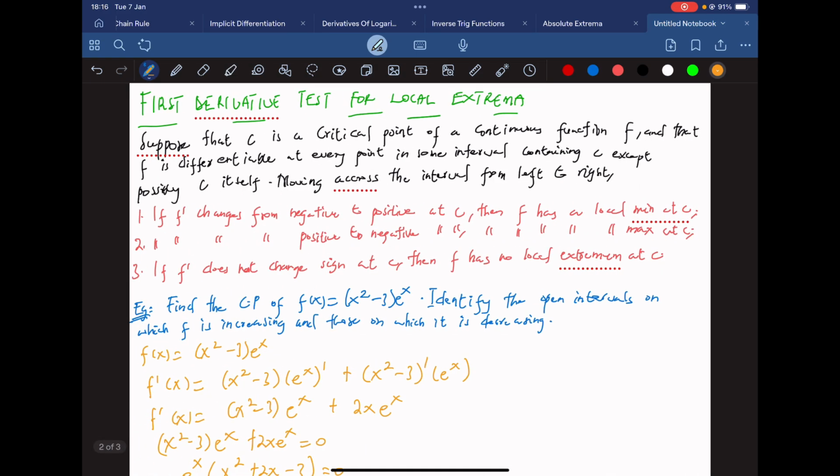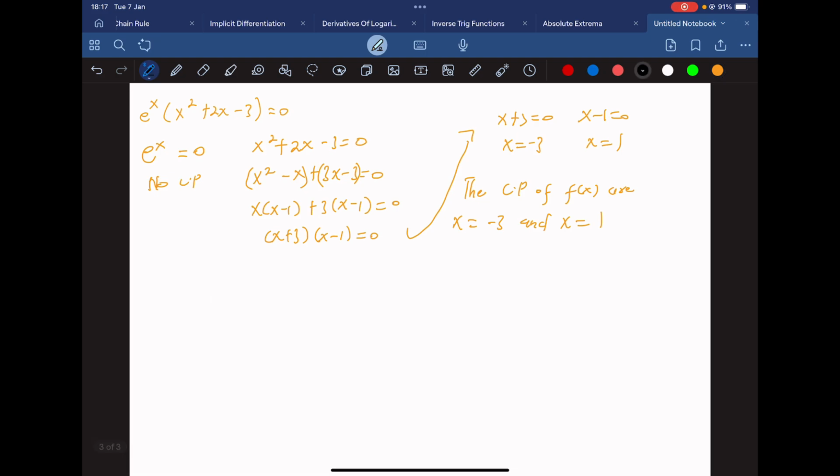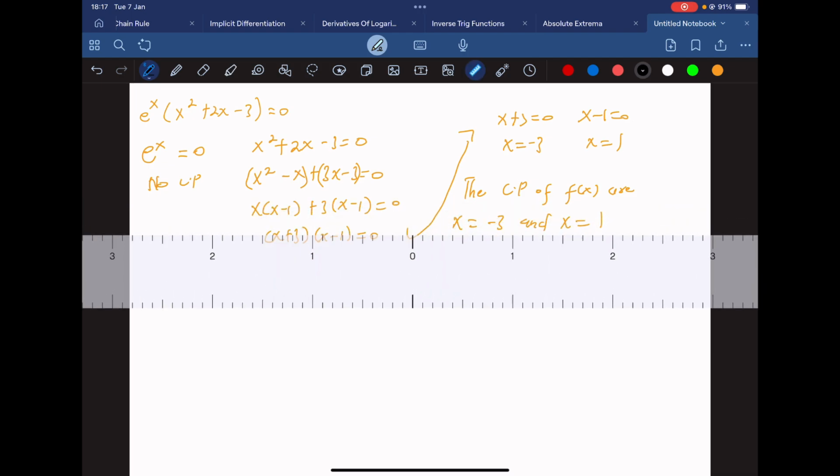Now the next part of the question is we have to identify the open intervals on which f is increasing and on which it is decreasing. To do that, we are going to need our critical points. So let's draw a number line. Always, whenever you have such a question, it's best to draw a number line to help you.